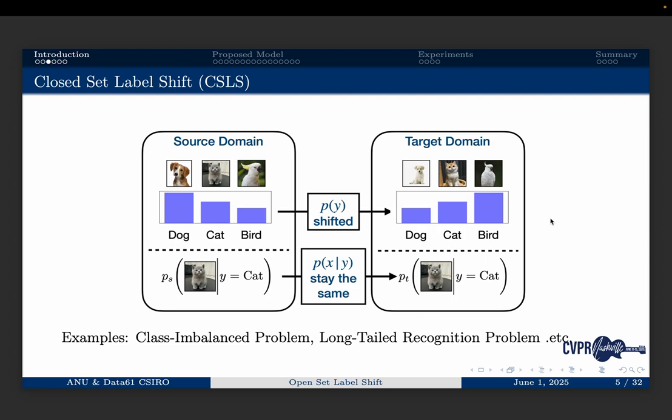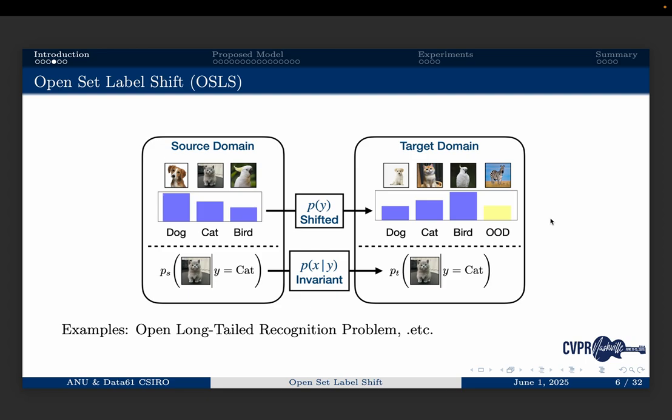Examples of the closed set label shift problem include the class imbalance problem and long tail recognition problems. In these two problems, the source domain usually has a highly imbalanced or even long-tailed label distribution, and the target domain has a close to uniform label distribution.